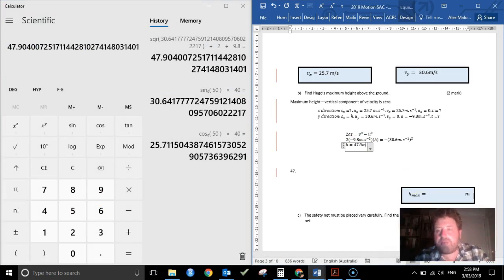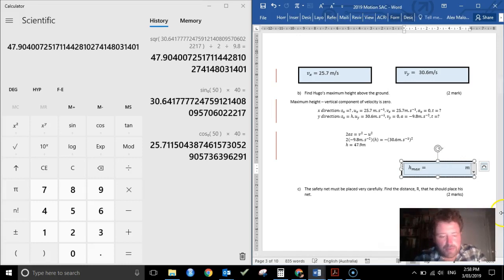47.9 meters high. Once again, if you went one extra sig fig or one less, you're probably fine there, as long as you showed how you got there. Yeah, so 47.9. Let's put it in the box. 47.9 meters.